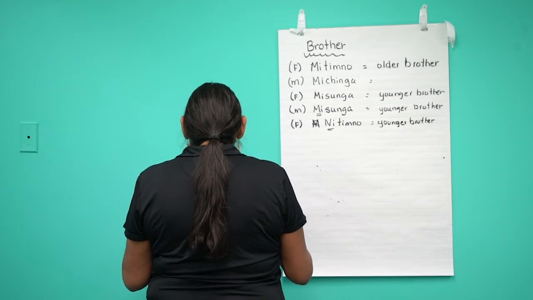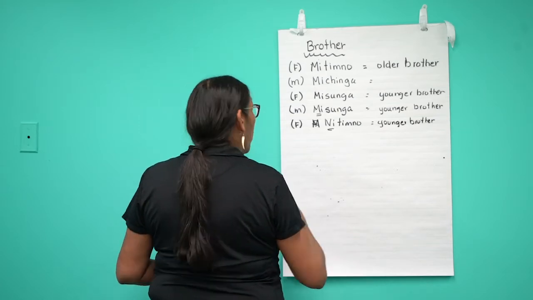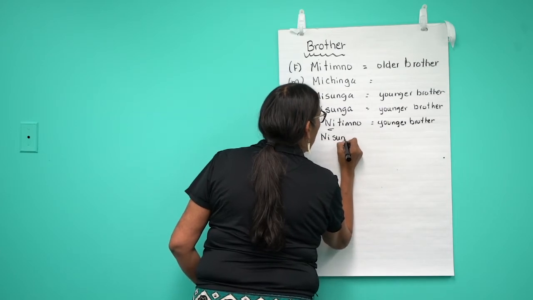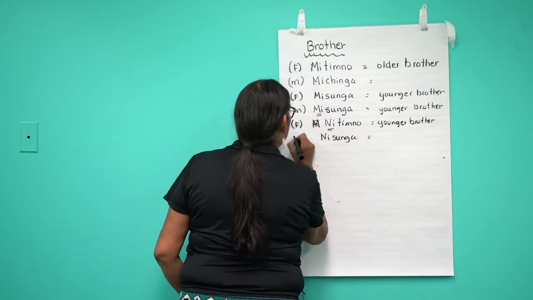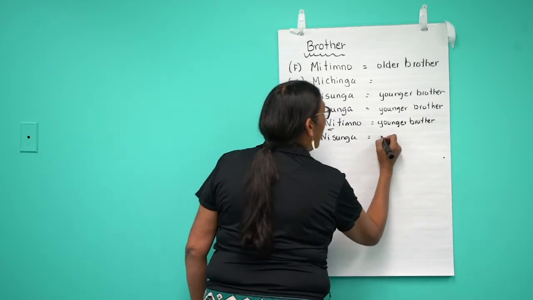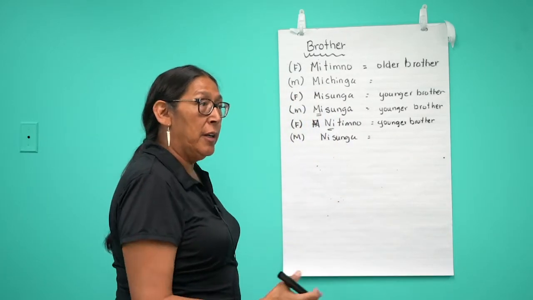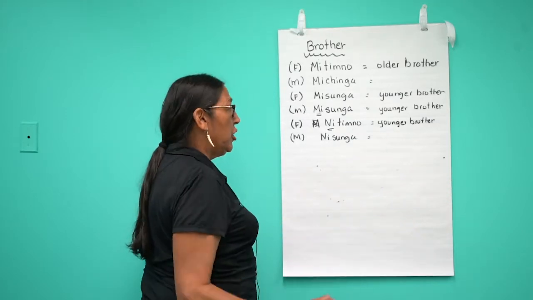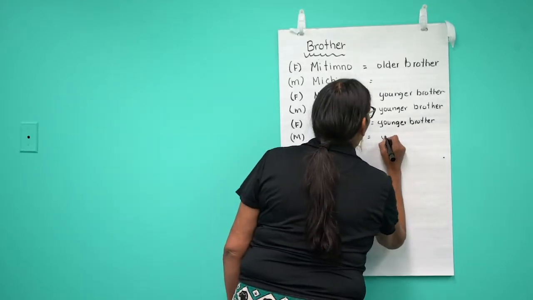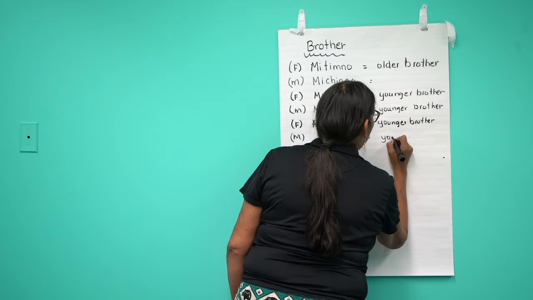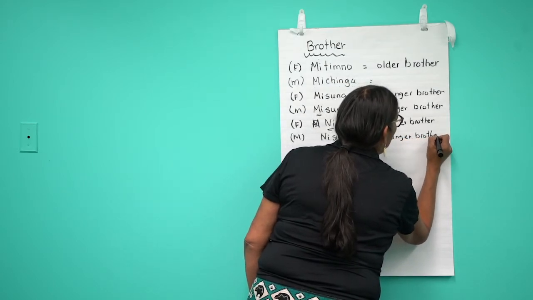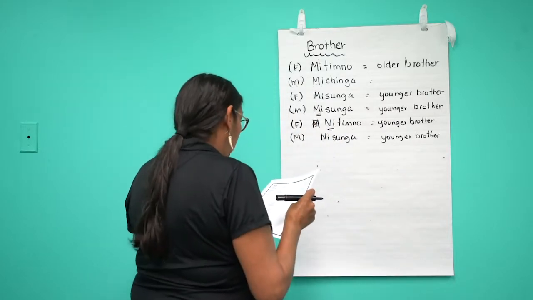Now the male for your younger brother, that's your Nisunga. Nisunga. And this is the male. That's what my brother would say about his younger brother. That's your younger brother, Nisunga. That's your younger brother.